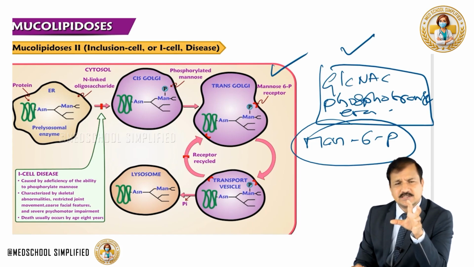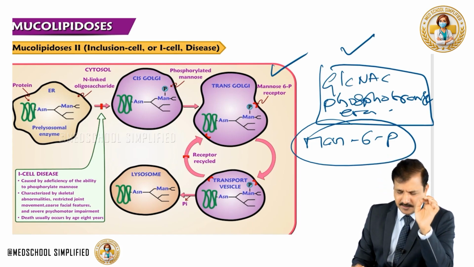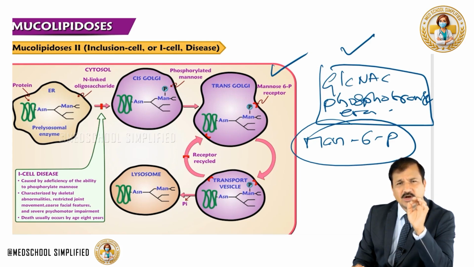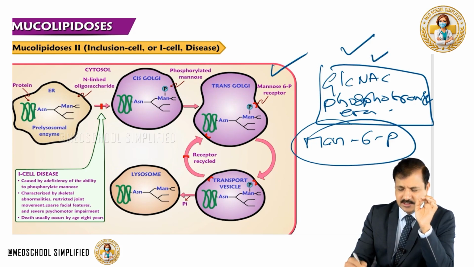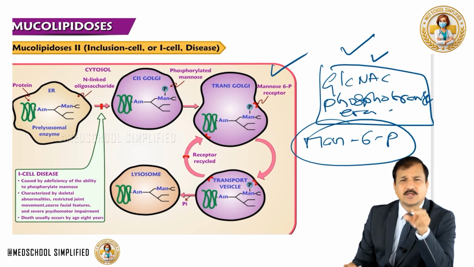So in I-cell disease, addition of that mannose 6-phosphate will be defective, because most commonly the mutation seen causing this disease is a mutation in the gene coding for GlcNAc phosphotransferase. It can also be because of a mutation in the gene coding for the mannose 6-phosphate receptor, which is present over trans-Golgi, but that is less likely compared to the most common one, that is GlcNAc phosphotransferase enzyme being defective.